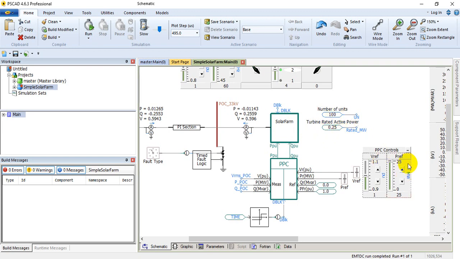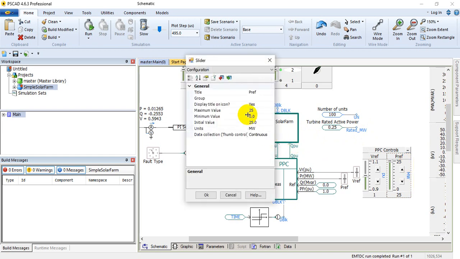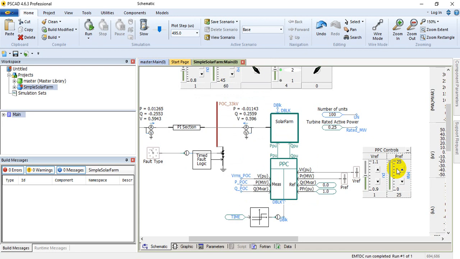Therefore it is a P reference value of maximum 25 megawatt and minimum is 0, because P solar has no capacity like a synchronous machine, so it has a 0 or 25 value. So there is no negative side here, therefore only this range is given. And similarly the Q reactive, that depends upon the value and the power factor as well. So a 1.0 power factor is given, like unity power factor.